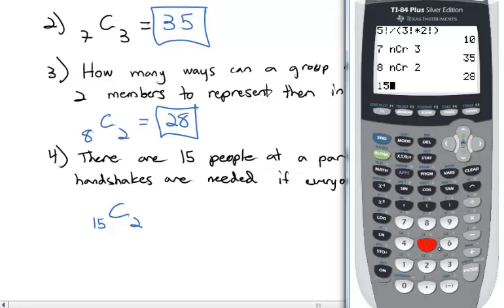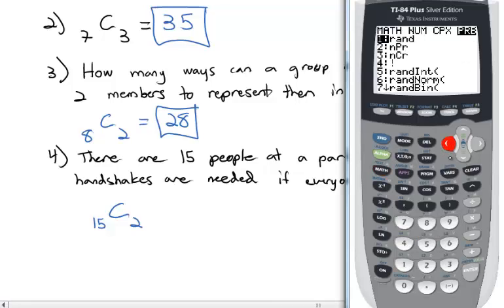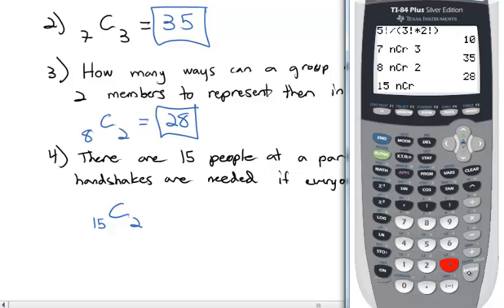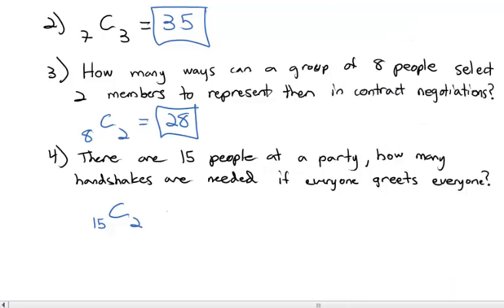Calculator doing the hard work for us. 15 math over to combination 3. Oops, 2. So we're going to do 15, choosing 2 of them. There are 105. Was that right? Yeah, 105 handshakes at this party of 15 people.